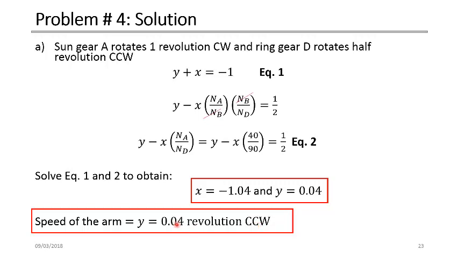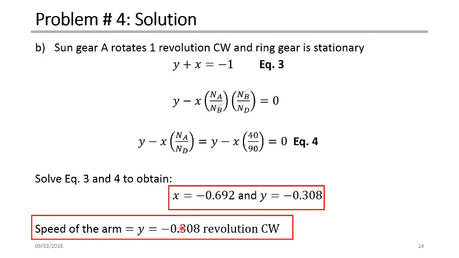Okay, and you see here the ratio is too much. I mean, this is 1 and this is 0.04. So in this case, we are just reducing the speed too much. And this is one of the advantages of using the epicyclic gear.